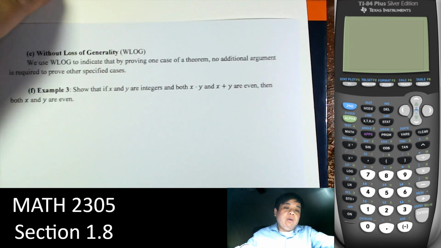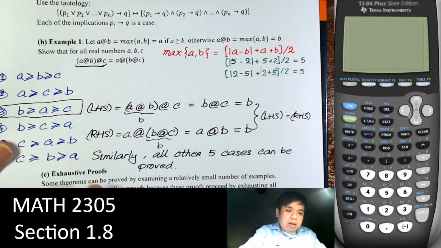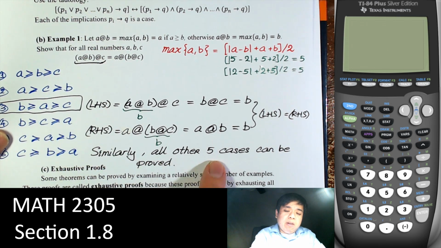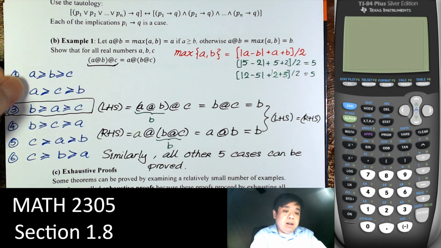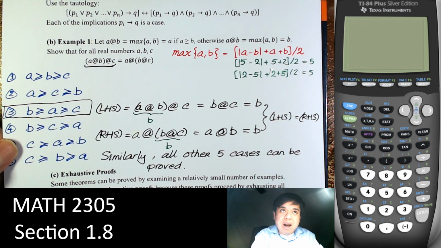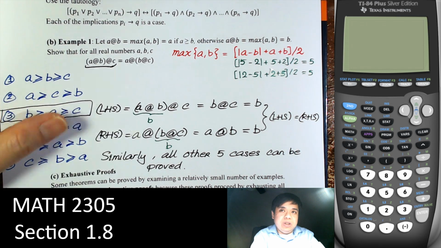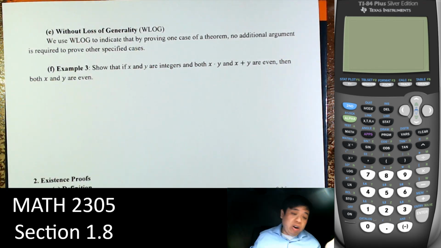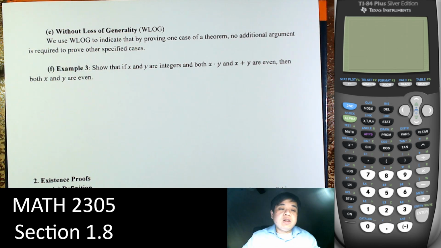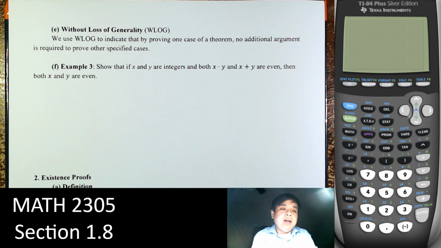Now, without loss of generality. So this is what I referred to earlier. Instead of saying similarly all 5 other cases can be proved, we can just say without loss of generality, assume that b is greater than or equal to a, greater than or equal to c, and then of course we know the other cases can be handled similarly, so we don't have to do that. So without loss of generality is a very common term in math. Right, let's look at this proof.